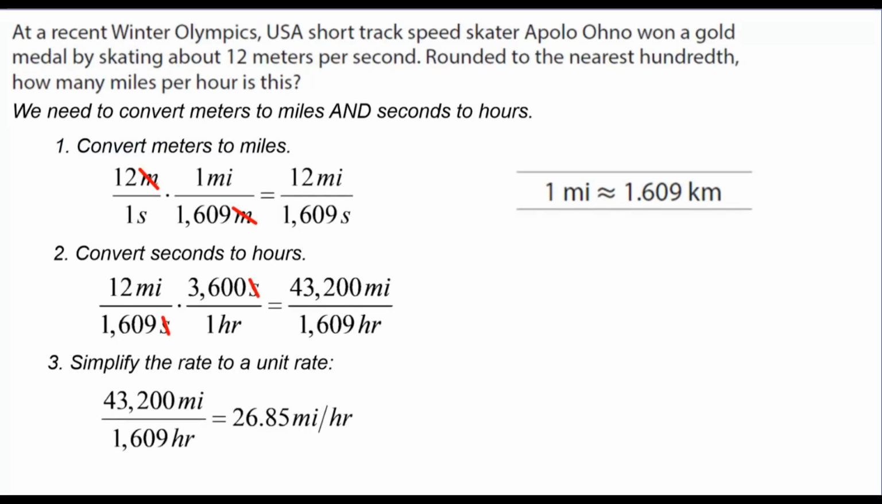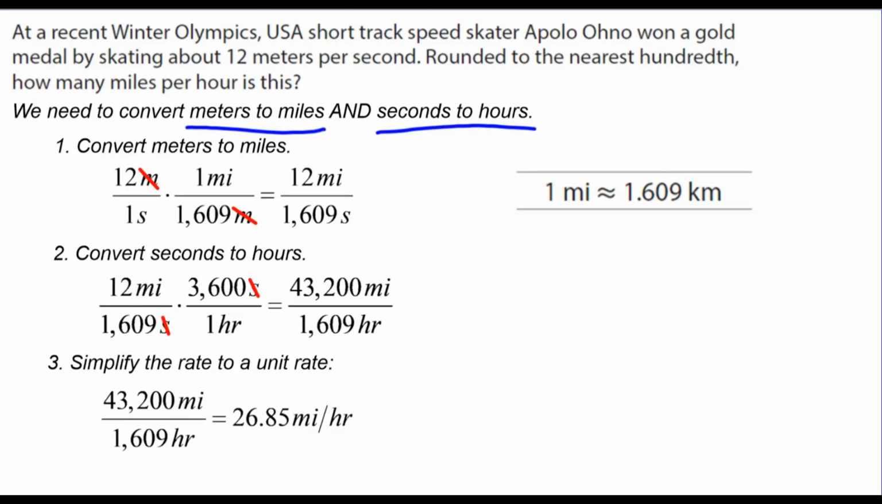So here, our final example, if we're converting a rate that contains conversions from one system of measurement to another. At a recent Winter Olympics, USA short track speed skater Apolo Ohno won a gold medal by skating about 12 meters per second. Rounded to the nearest hundredth, how many miles per hour is this? So if he traveled 12 meters per second, how many miles per hour was Apolo traveling? So again, we need to convert two things here. We were given meters per second and we want miles per hour. So we're converting meters to miles and seconds to hours.